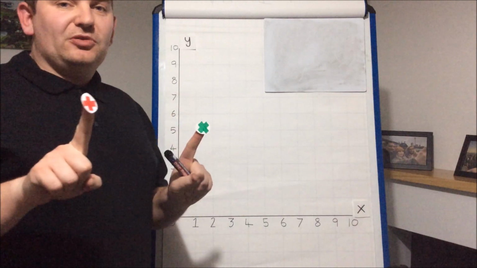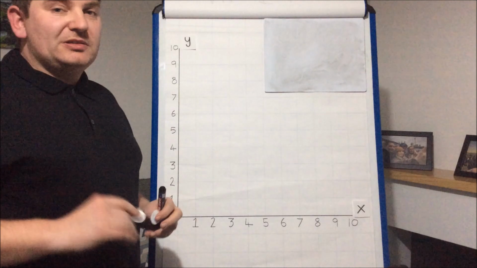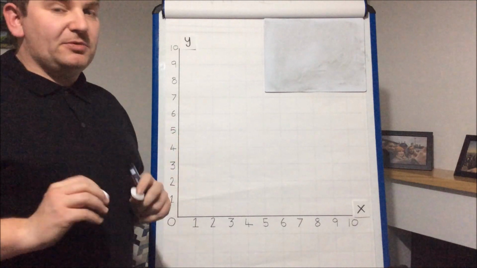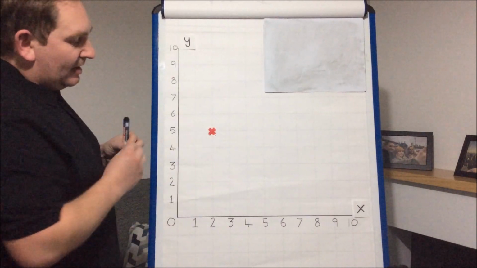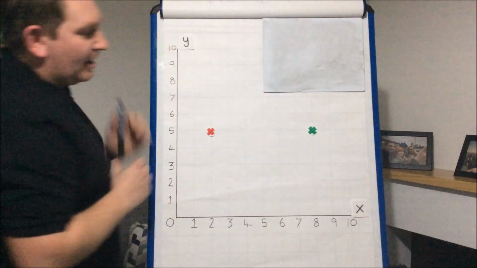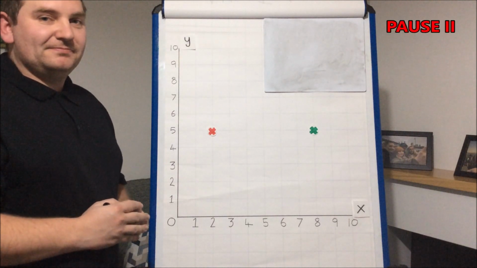So I have 2 more crosses, and I'm going to place them in this quadrant again, and I would like you to pause the video and have a think about what is the same about their position if you were describing it. So I'm going to place this one here, and I'm going to place this one here. Have a think about what is the same about these.